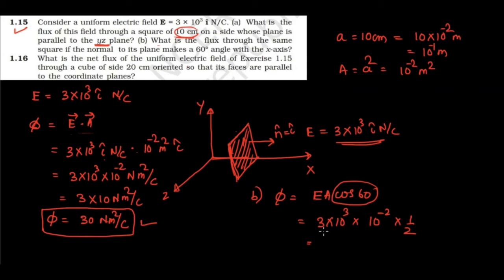So this will be how much? 3 into 10 to the power 1 into 1 by 2. So this will be 1.5. 1.5 into 10 will be 15 Newton meter square per Coulomb. So this is the electric flux when the square is parallel to the yz plane, and this is the electric flux when the normal to the square makes an angle of 60 degrees with the x-axis.